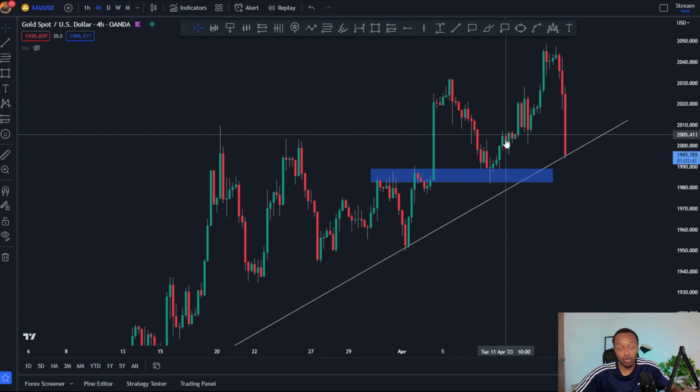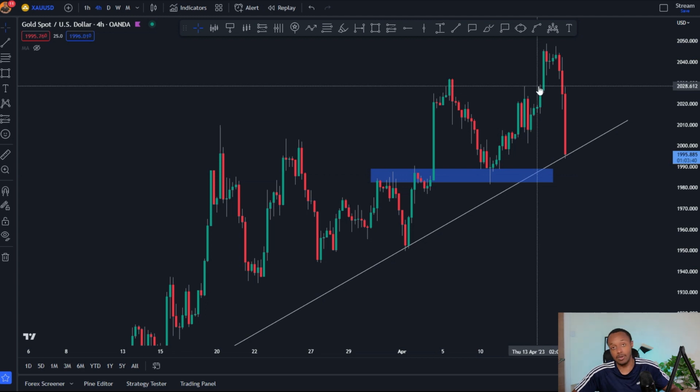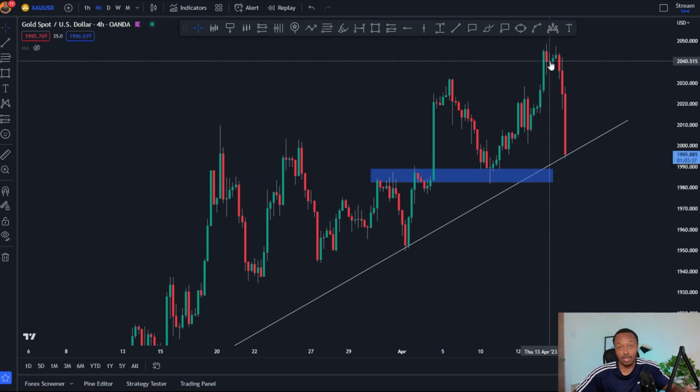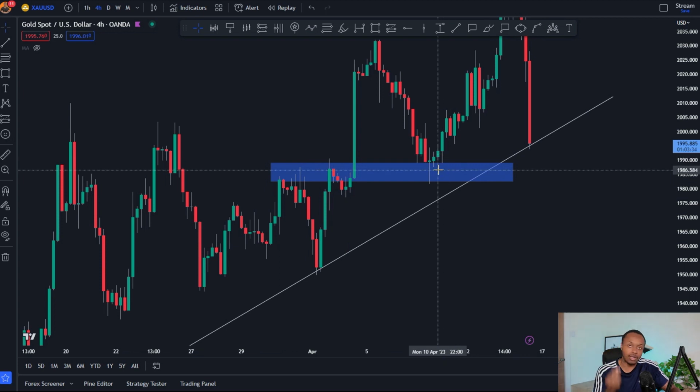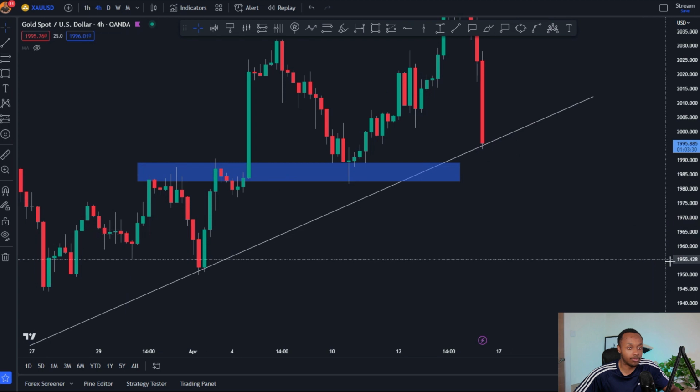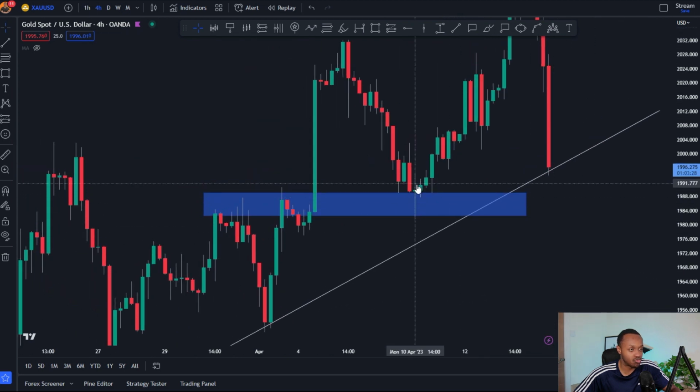So the plan for gold coming into the week was looking for the retest of this area and then looking for the continuation to the upside, which of course, as you can see, we did get. And this was our area of confluence where we're going to look to study the price action and possibly look for entries.